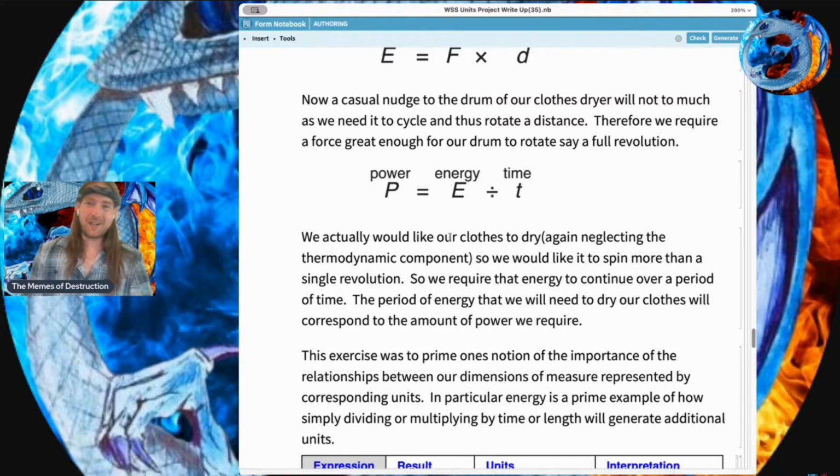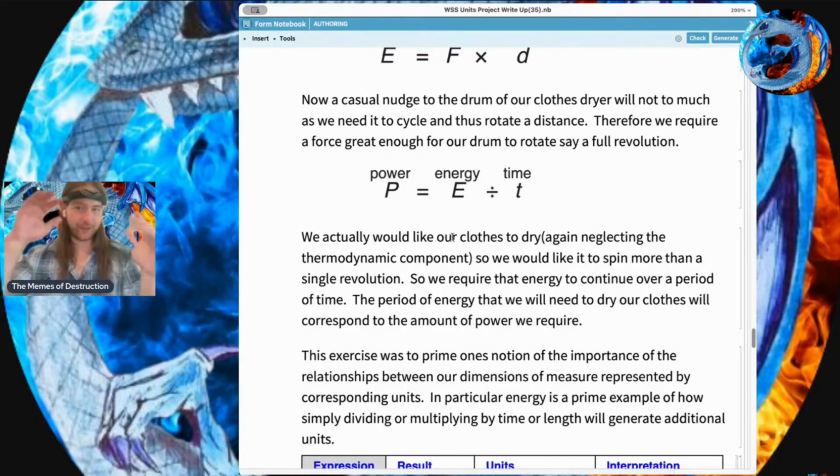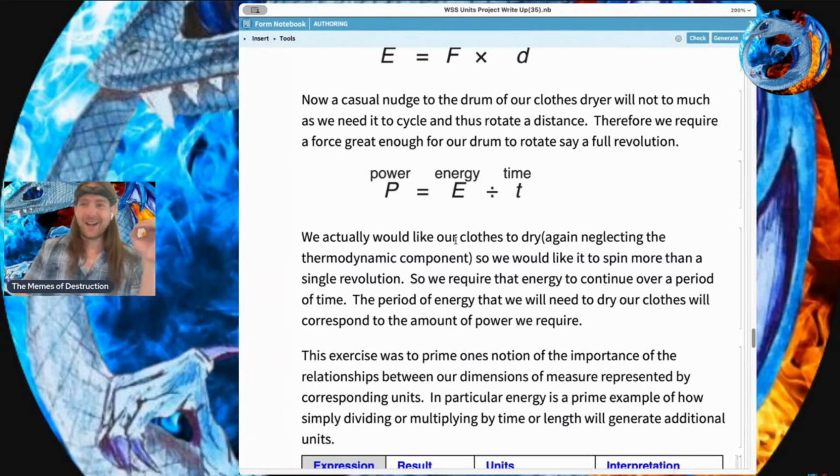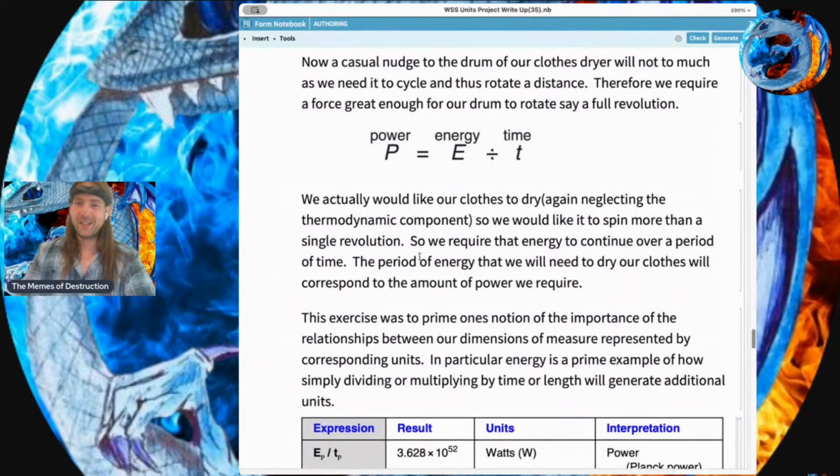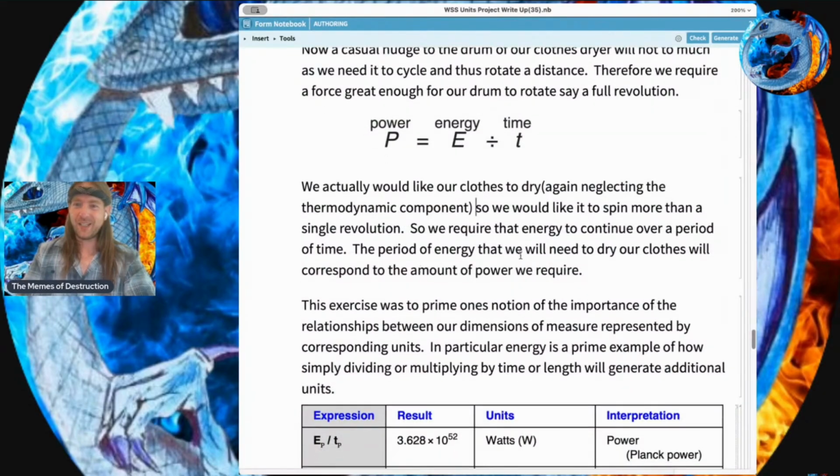Okay. Now we have power equals energy divided by time. We actually would like our clothes dryer, again, neglecting the thermodynamic component, we would like our clothes to dry, so we would like it to spin more than a single revolution. So we require that energy to continue over a period of time. The period of energy that we need to dry our clothes will correspond to the amount of power we require. Okay?